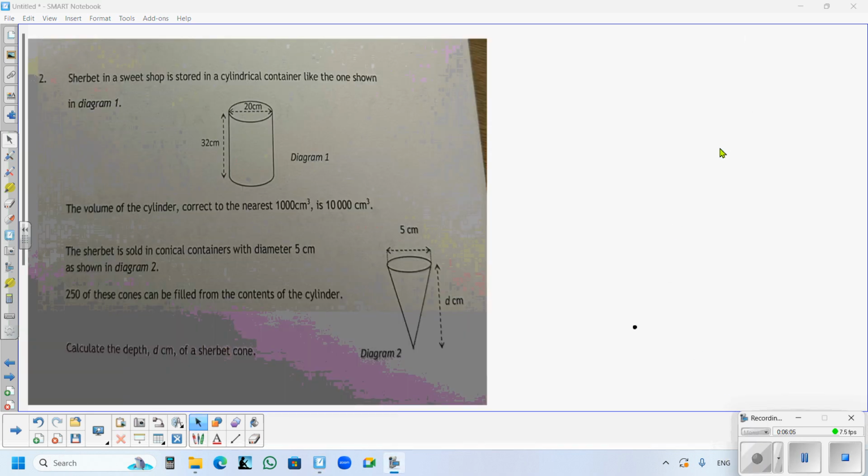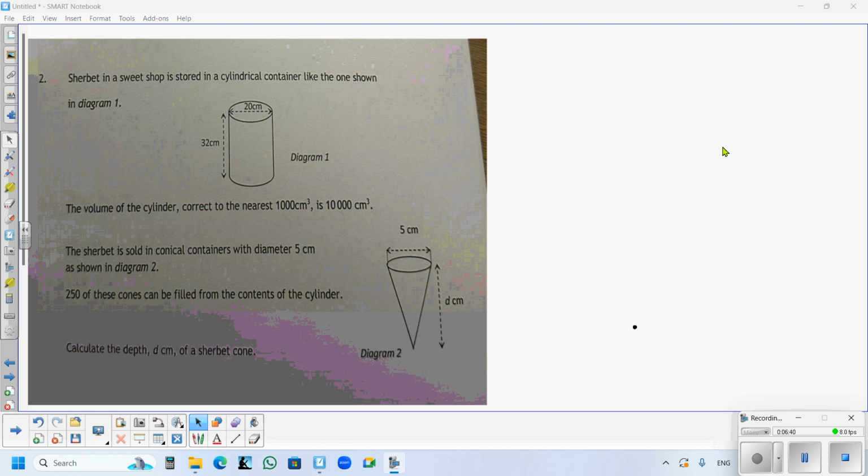Okay, question 2 on volume. It says, sherbet in a sweet shop is stored in a cylindrical container like the one shown below. So it's diagram 1. It says the volume of the cylinder, correct to the nearest 1000, is 10,000 centimetres cubed. It says the sherbet is sold in conical containers with a diameter of 5 centimetres as shown in diagram 2. 250 of these cones can be filled from the contents of the cylinder. Calculate the depth D of the sherbet in the cone.